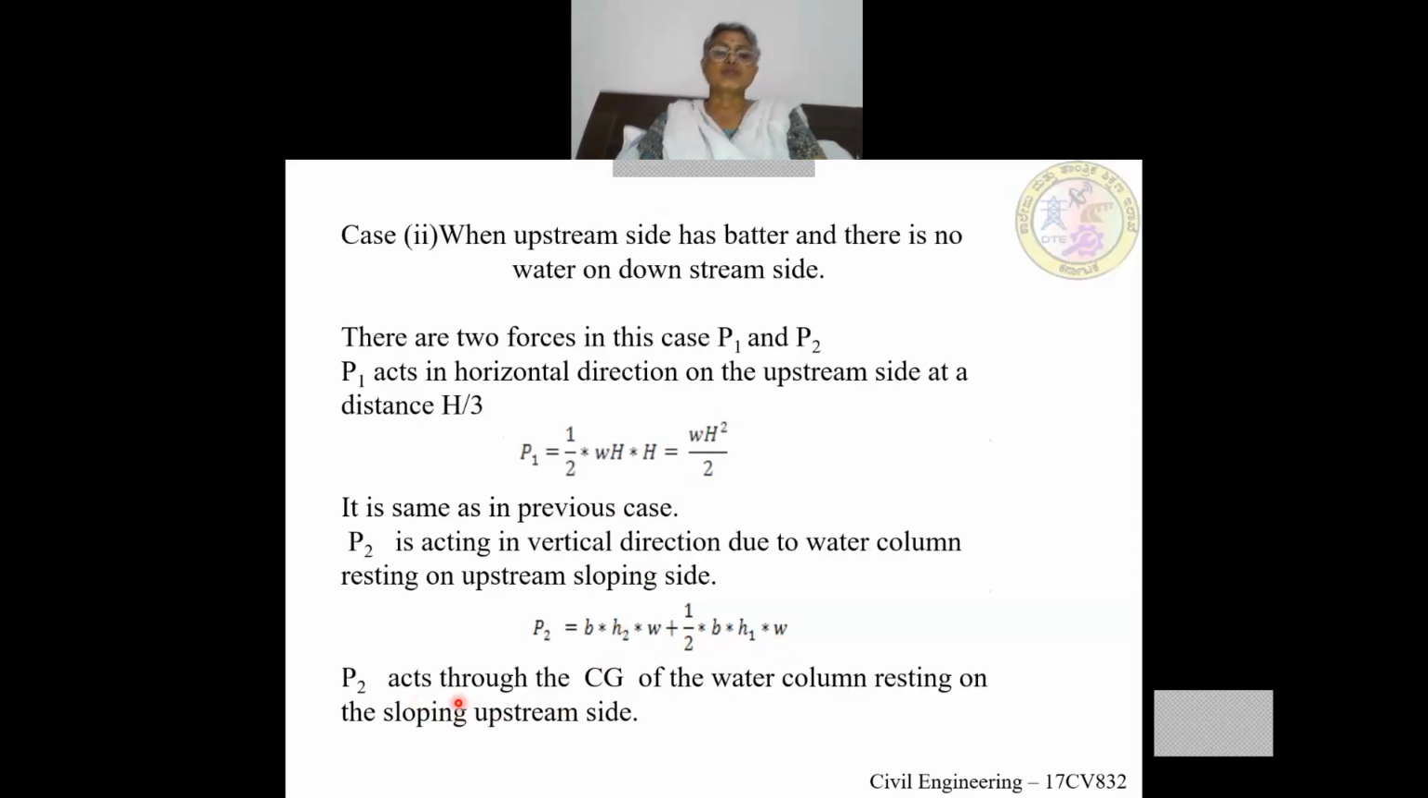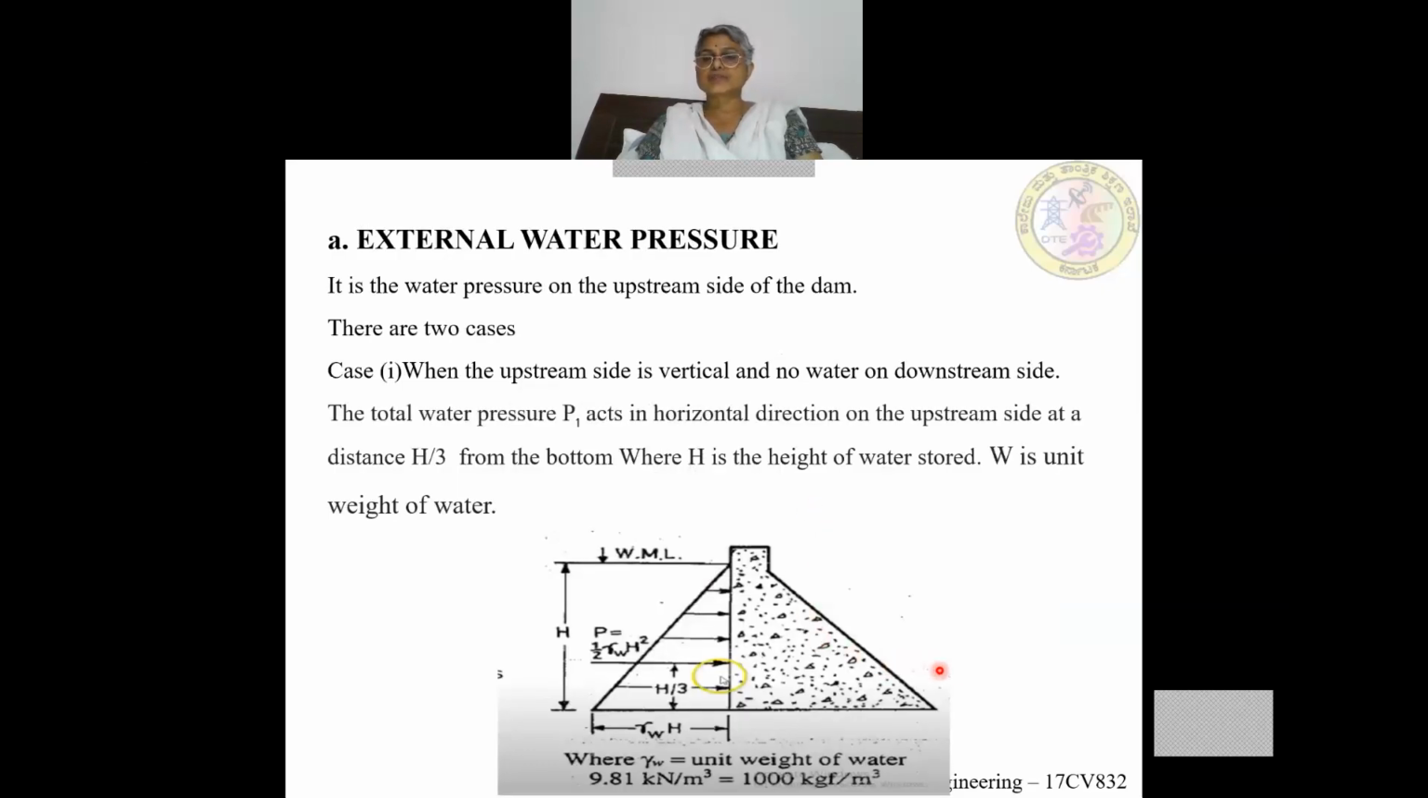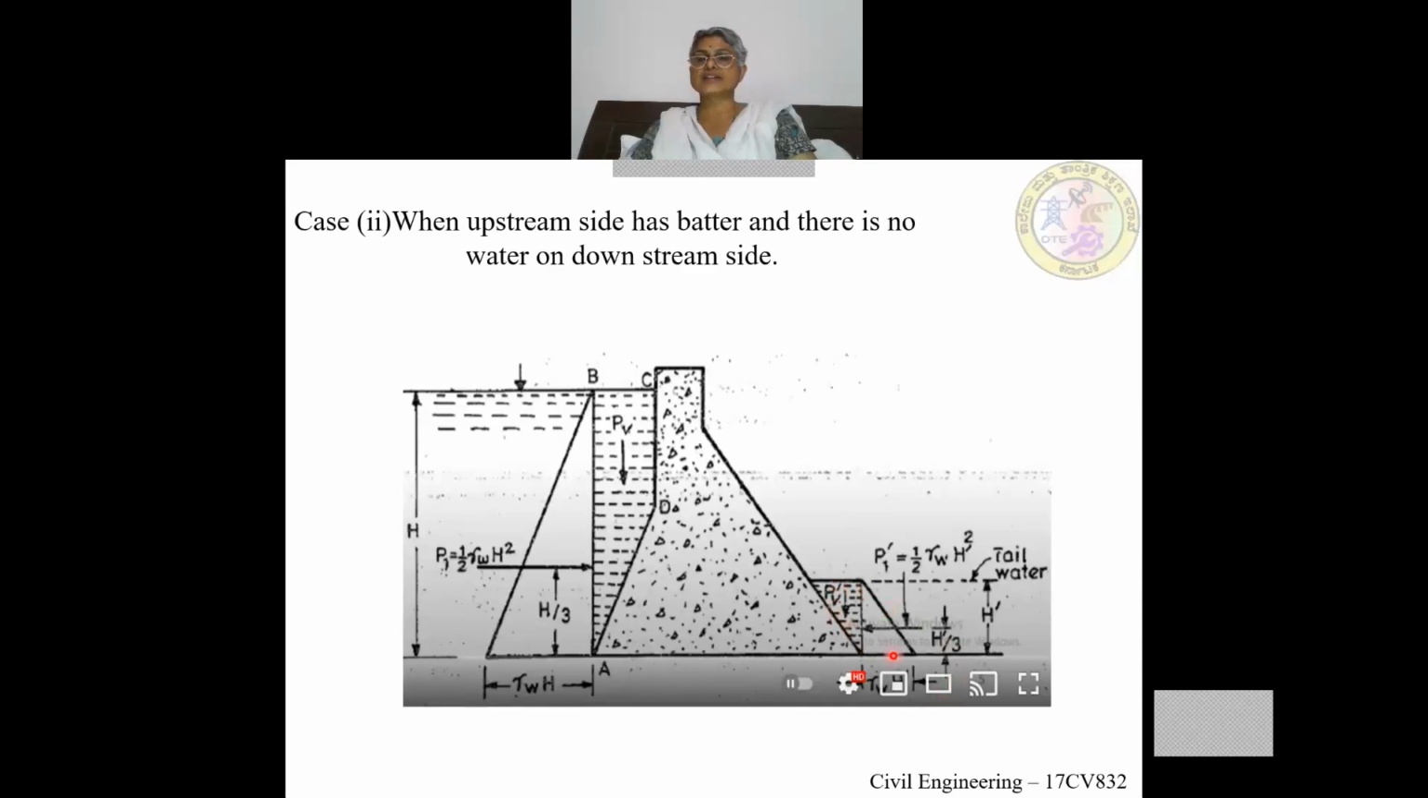So P2 acts through the CG of the water column resting on the sloping upstream side. You can see here, in the previous case there was no water on the downstream side. I told you water will come to the downstream side when the water level exceeds the maximum water level in the reservoir. The water which gets collected on the downstream side is called tail water.